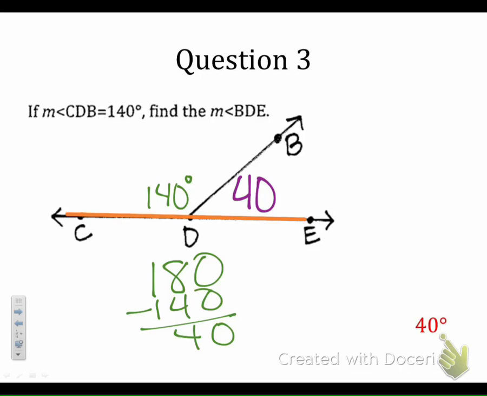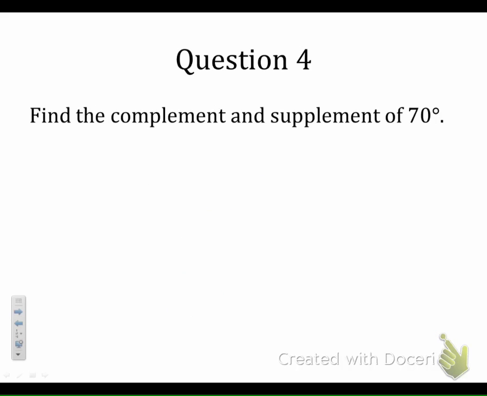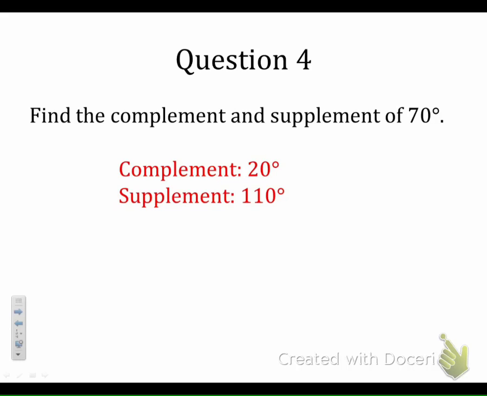So next problem. Go ahead and erase your boards if you haven't already. Find the complement and the supplement of 70 degrees. Be sure to look in your notes packet to figure out, wait a second, complement and supplement. How did we find these? Complement means it's got to add up to 90. Complementary angles add up to 90. So 70 plus what gets you to 90? You could subtract 90 minus 70 to get 20. Or you could guess and check.